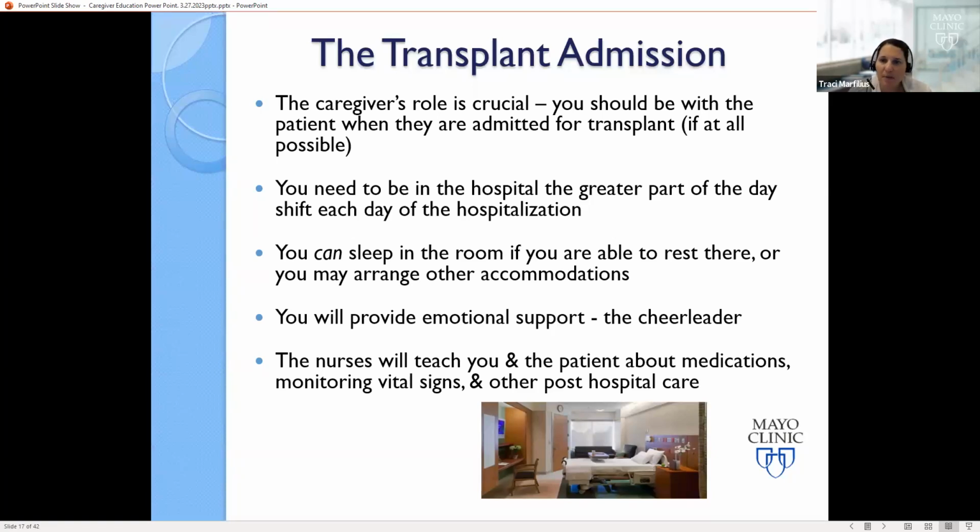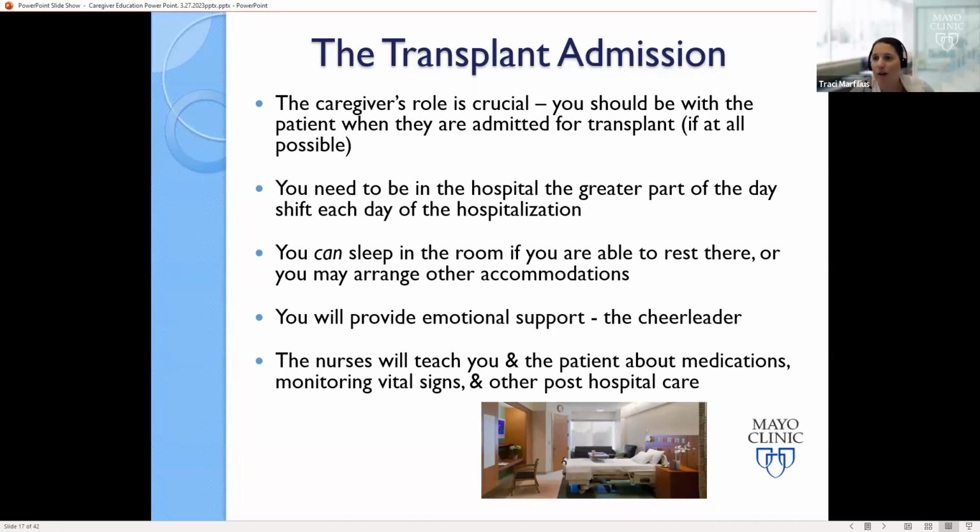You need to be in the hospital the greater part of the day shift each day of the hospitalization. So think 8 to 10 hours a day. So like 8 to 5, 9 to 5, something like that, but it is daytime hours. You may sleep in the room if you are able to rest there, or you can arrange other accommodations. I do not encourage my caregivers to sleep in the room because I really believe it is important for you to get rest. But sometimes for a variety of reasons, it's not always possible.